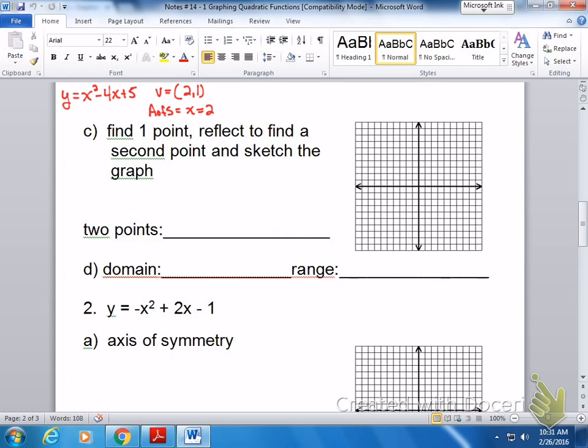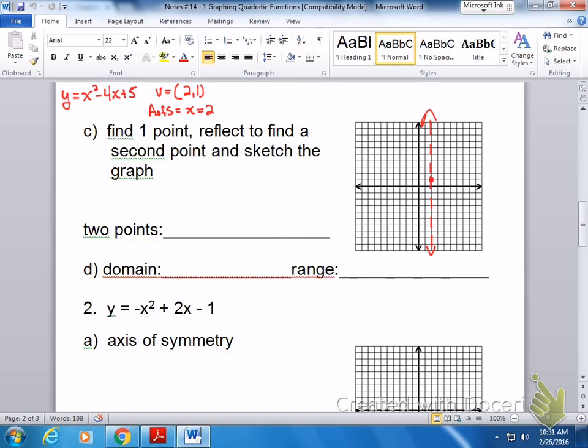So I'm going to move over to my graph, and I'm going to plot my vertex point over 2, up 1. Then I want to draw on my axis of symmetry. It's a vertical line through x equals 2. So I'm just going to draw kind of a dotted line that goes down. I don't want to think it's part of my graph because it's really not. It's just going to help me plot the rest of my points.